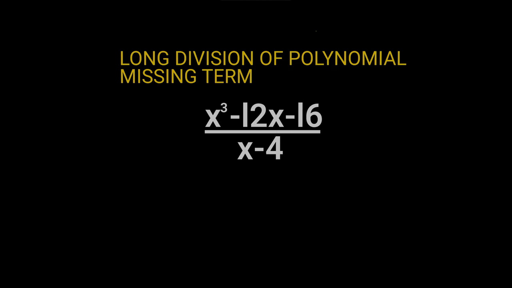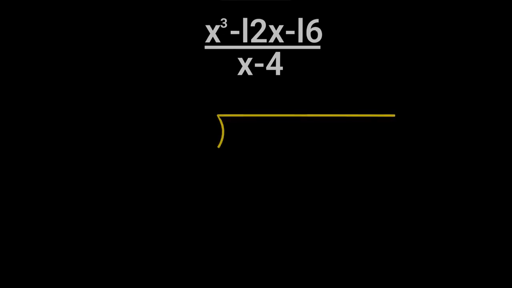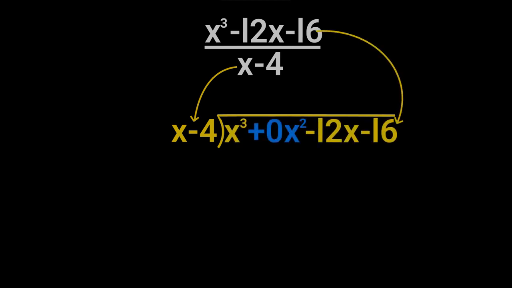So we're gonna continue with the same process. First, we're gonna write a division sign, and then once we have that, we're gonna bring the x minus 4. We're gonna put that on the left side of the division sign, and then here is where things change a little bit. We're gonna take the x to the third minus 12x minus 16, but we're gonna add the 0x squared. So we're gonna put that inside the division sign.